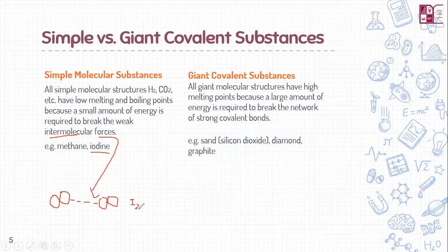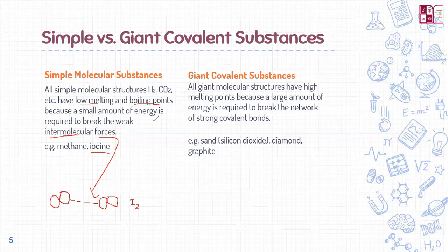So I2 molecules are going to have weak intermolecular forces between them, and if you want to break them, they will be easily broken down, and only a small amount of energy will be required. So they will be highly volatile, and they will have low melting and low boiling points. If someone asks you why they have low melting and boiling points, the reason is that only a small amount of energy is required to break their intermolecular forces because they are weak.